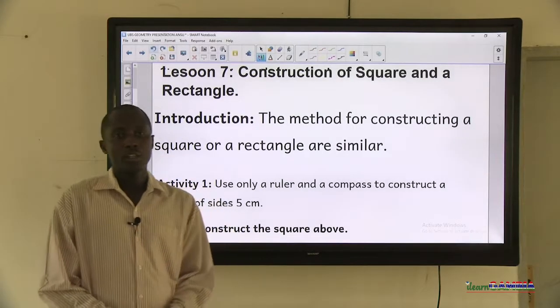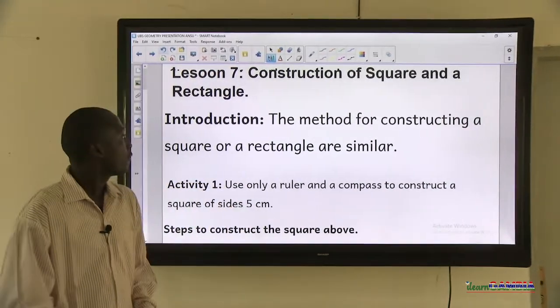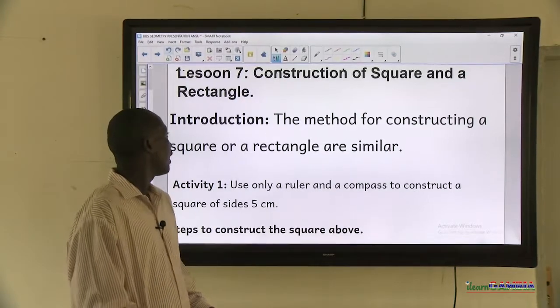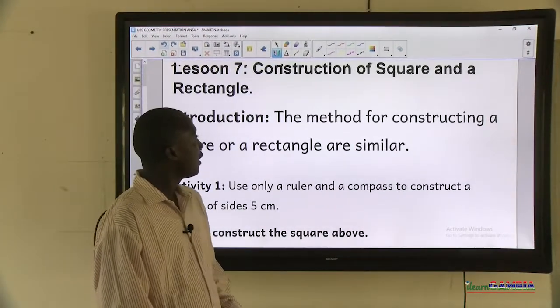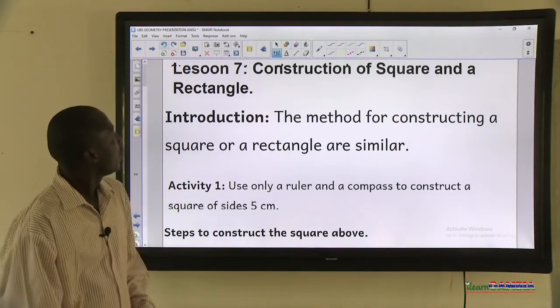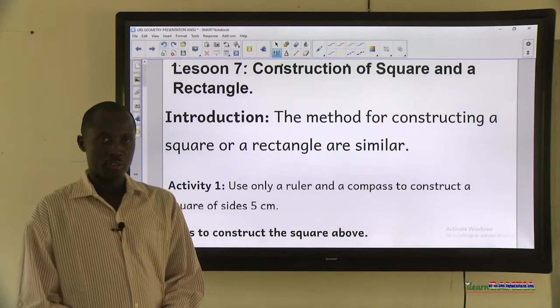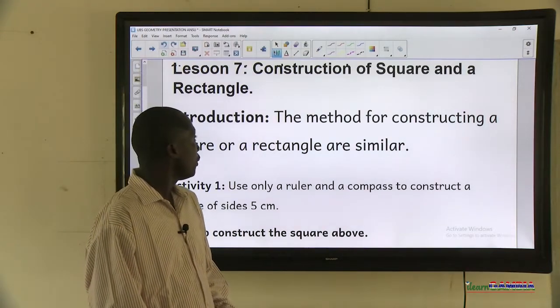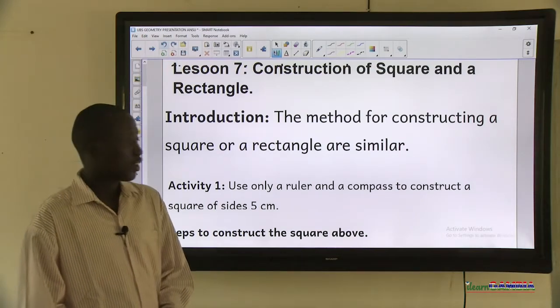Viewers, our today's lesson will be on construction of a square and a rectangle. You have previously constructed some special plane shapes, that is a triangle. You have already done that. But for today, we are going to do the construction of a square and a rectangle.